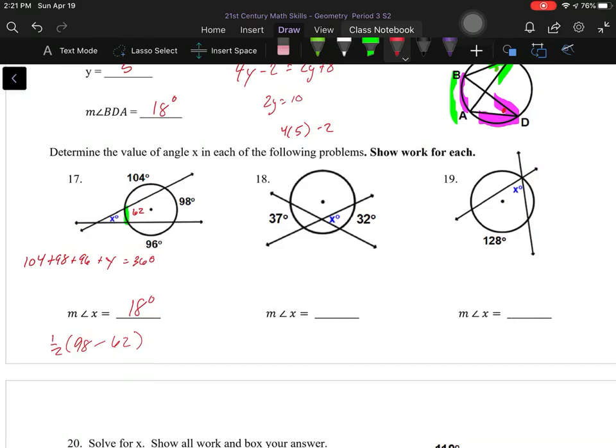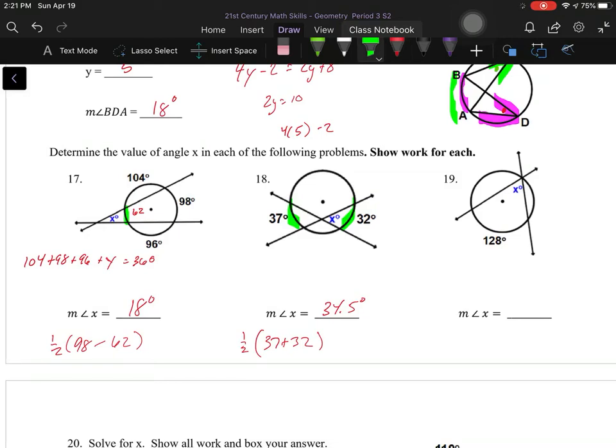Okay, the next one is just an angle that's inside of the circle. So when you have an angle that's inside of the circle, you're just going to add the 2 intercepted arcs. So 37 plus 32, and then take half of that. So that's going to be 34.5 degrees.